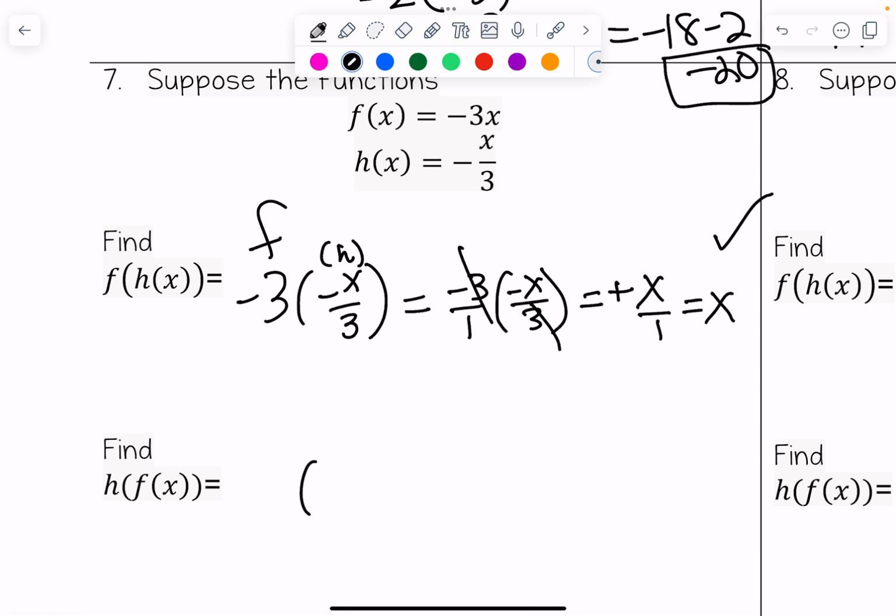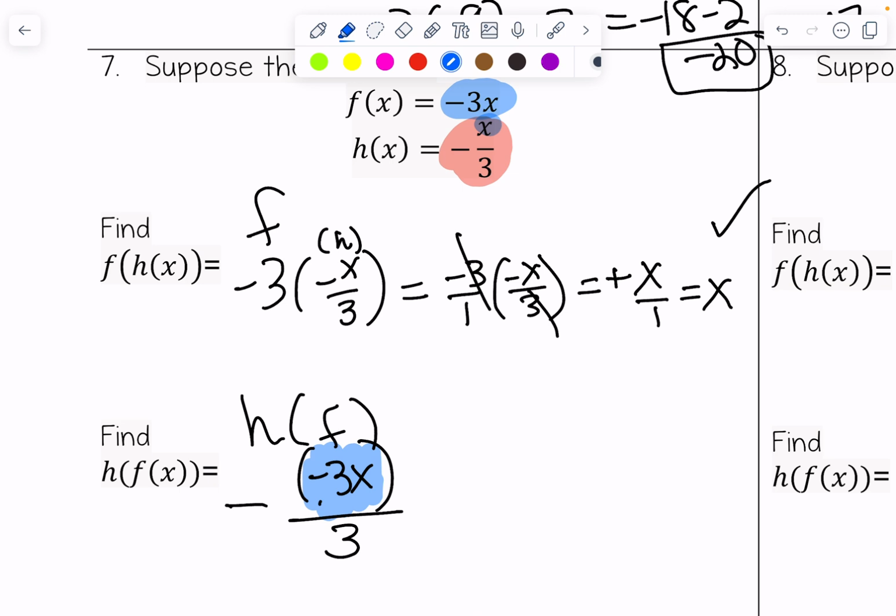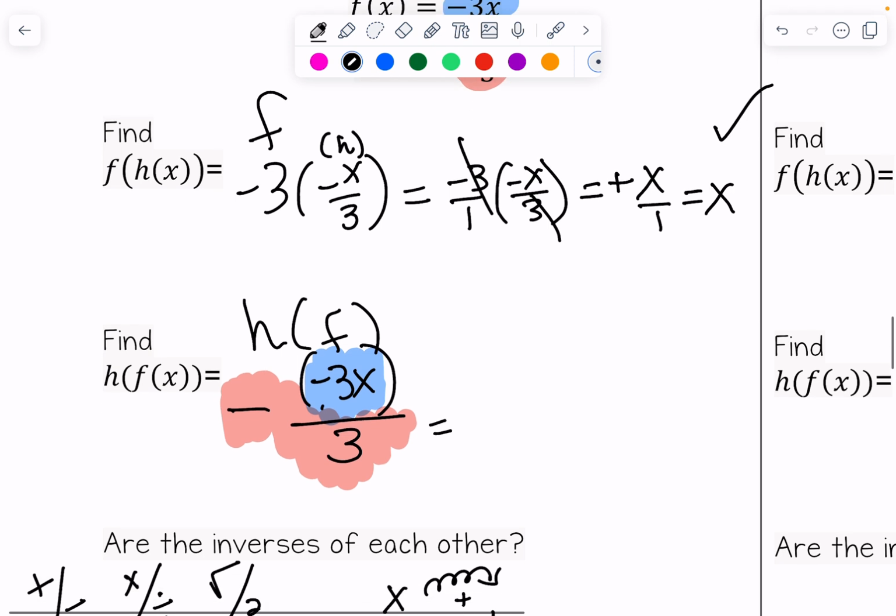If I take f of x, which is negative 3x, there's f of x, and I'm putting h of x around it. So here we go. This is the x, so I have a negative, and as you can see here, it's the x divided by 3 with a negative out front. So if I was going to color coordinate this, this is this guy, this is this guy. So I have f of x inside where the x is, and I have the negative 3 division outside. So let's see what we have. If I took this and said a negative divided by a negative is a positive, and 3x divided by 3, the 3's cancel, and x stays.